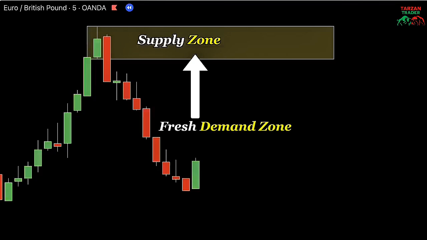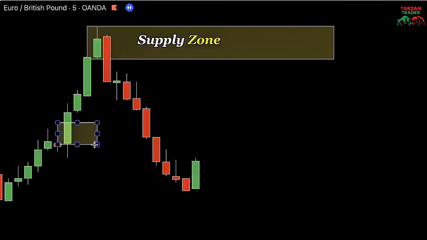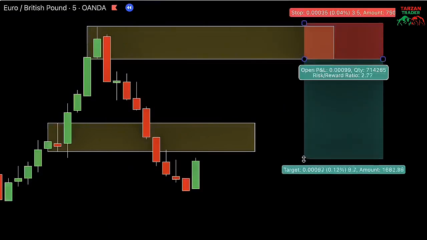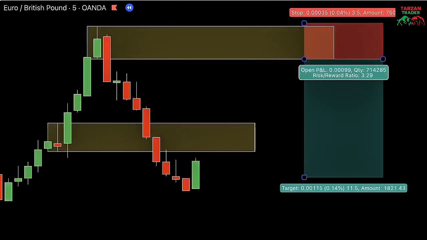trade. As the price moved down from the supply zone, it broke through a previous demand zone. This is a strong indication that smart money is in control, adding more significance to this zone. Additionally, this setup offers a favorable 3-to-1 risk-to-reward ratio. This aligns perfectly with our goal, providing a limited risk and high reward potential.